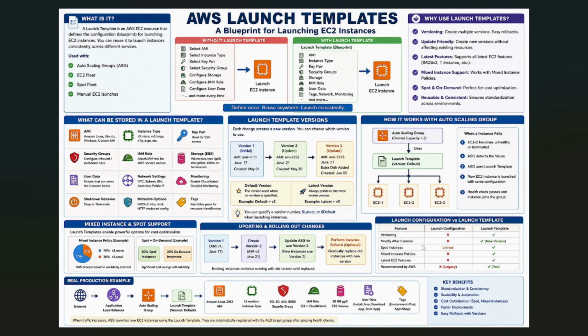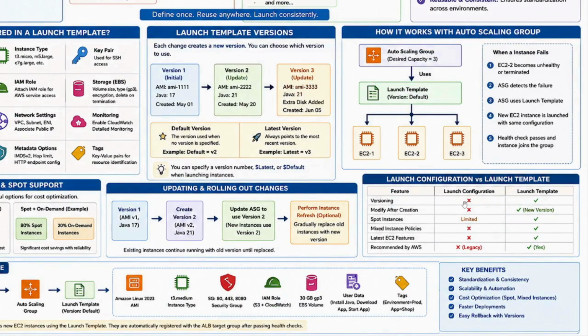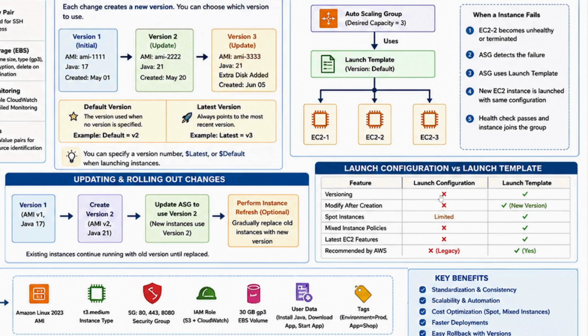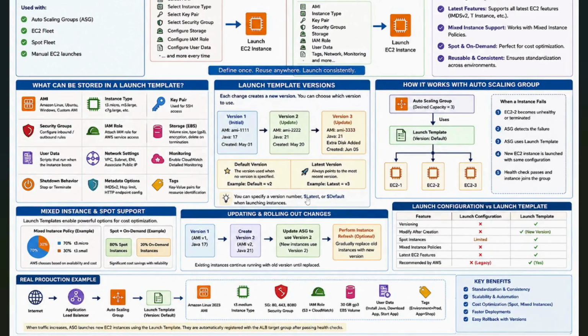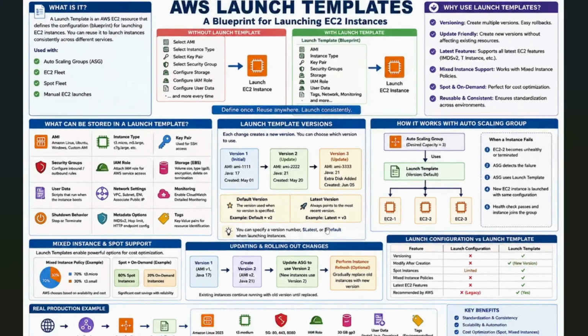So earlier there was launch configuration. Now it has been replaced with launch template. So why did AWS change it? Because there was no versioning in the launch configuration. You couldn't modify after creation. You had to create a new one. Then there were some limitations with the spot instances. Then mixed instance policies were not possible. Then latest EC2 features were also not possible in the launch configuration. And that is why it's a legacy configuration. Now it has been replaced with launch template.